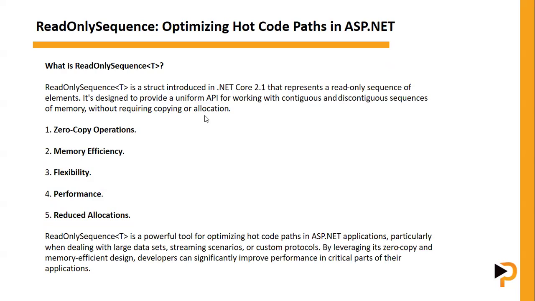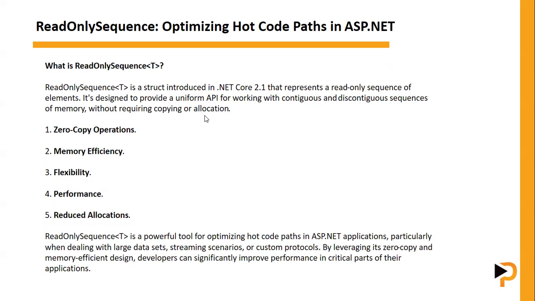Okay. So ReadOnlySequence is nothing but a struct introduced in .NET Core 2.1, and that represents a read-only sequence of elements. Obviously, it's read-only. We can read from it, and it will be a little faster. And it's designed to provide a uniform API for working with contiguous and discontiguous sequences of memory without requiring copying or allocation.